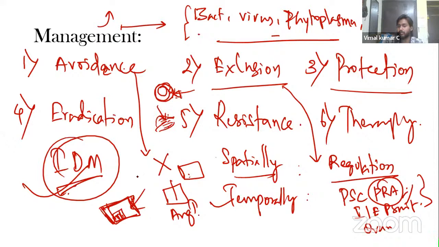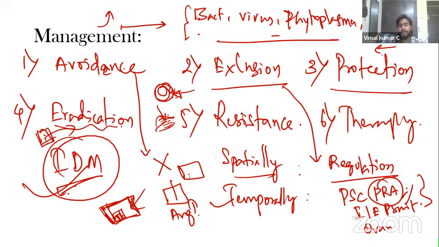Eradication means the pathogen already exists. Okay, the pathogen's existence is already there in that field. Now you want to remove that. So with protection you are making the pathogen not enter your house, but here the pathogen has already entered your house, so you are trying to throw it out of the house. So this is how eradication and protection differ, right?